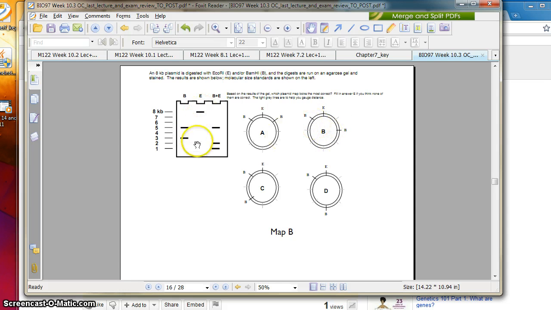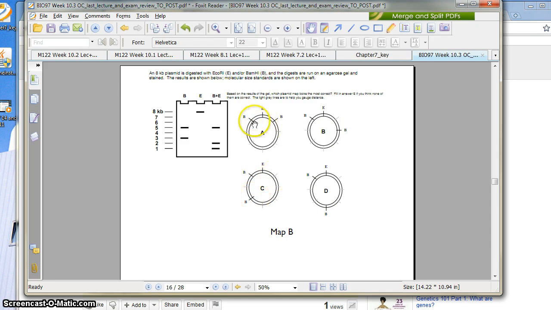The B's should be 5 and 3, so that means there should be 3 in between. So 1, 2, 3. This one's good. 1, 2, 3. This is good. 1, 2. This is wrong because there are only 2 spaces between the B's. So it means it's between B and D. Now E should lie somewhere inside the 3 fragment. Right here it lies in the 3 fragment, and here this one actually lies within the 5 fragment. So D is wrong, B is the right answer.